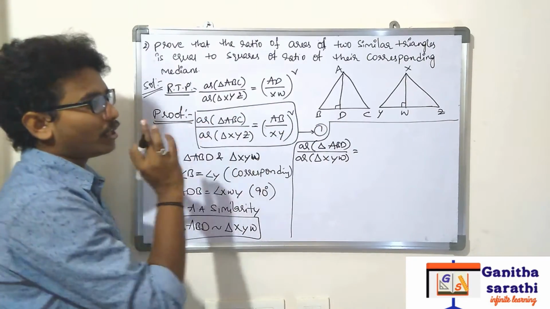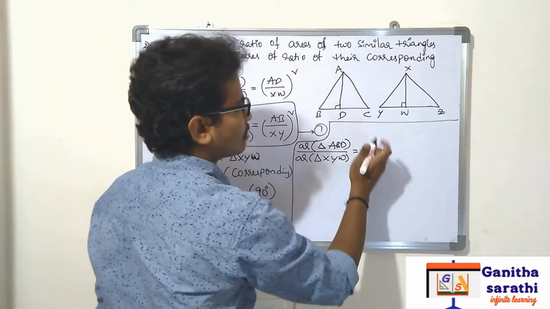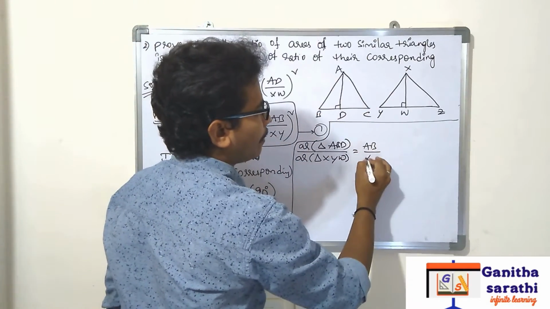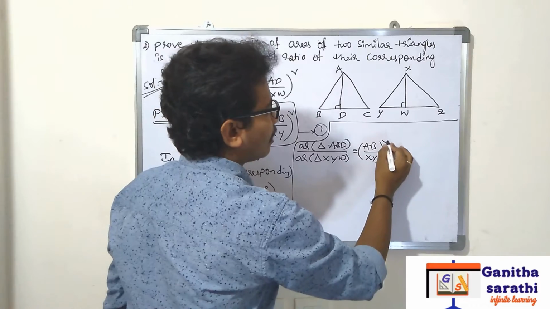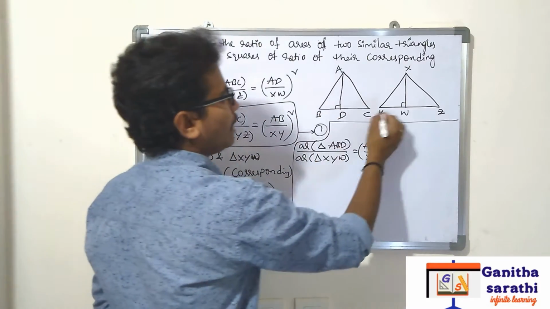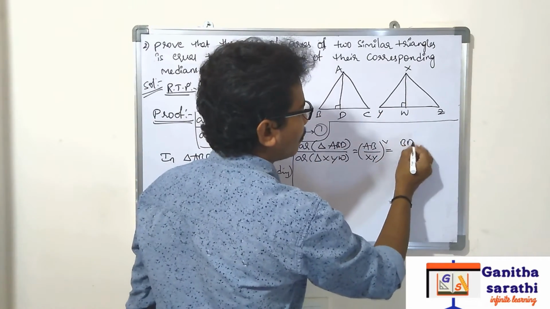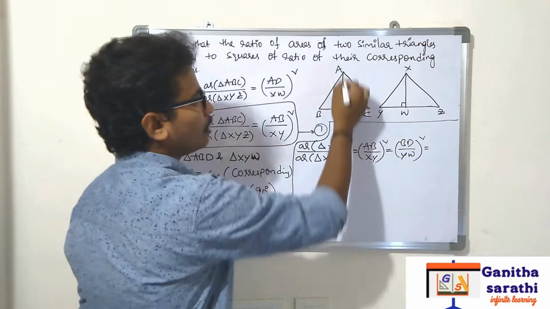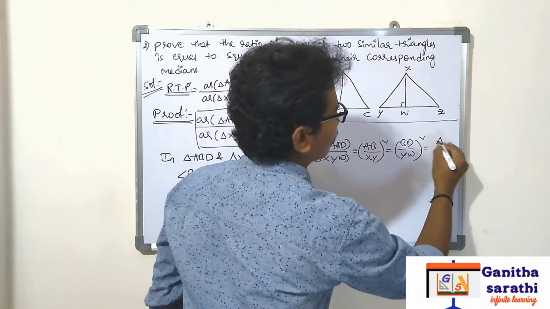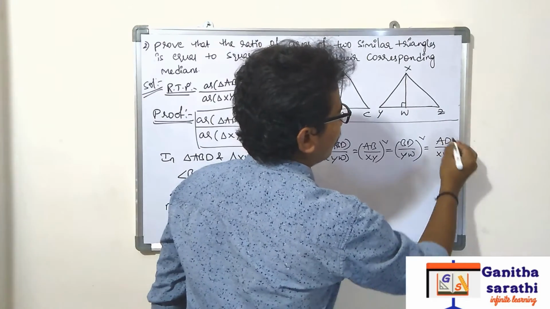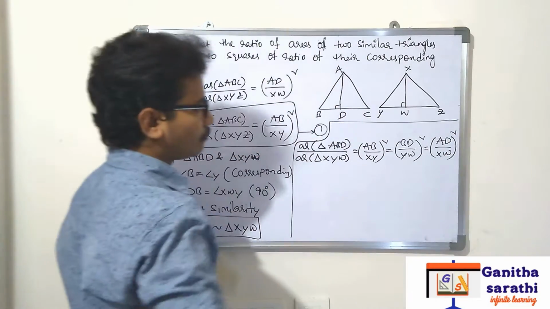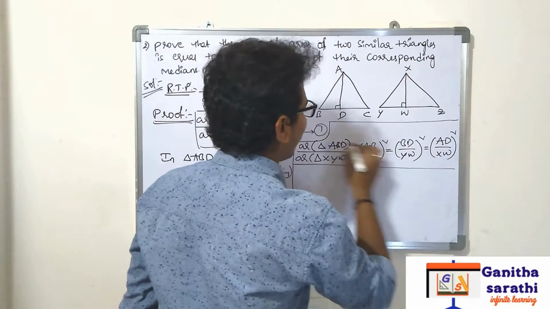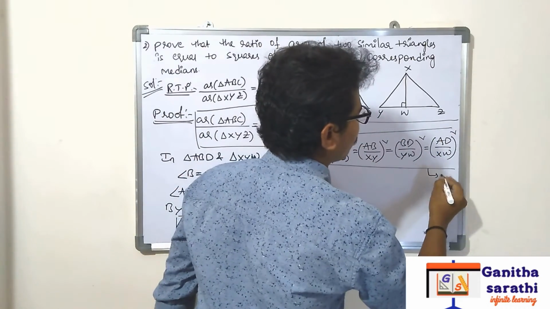The two triangles are similar now. What are the corresponding sides now? AB by XY whole square, right? AB by XY whole square is equal to BD by YW whole square, is equal to AD by XW whole square. So now take this one as equation number 2.